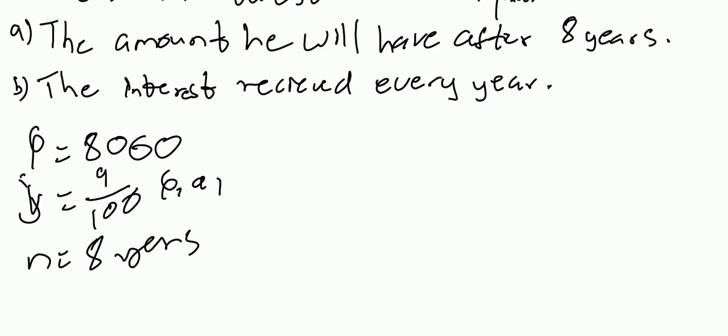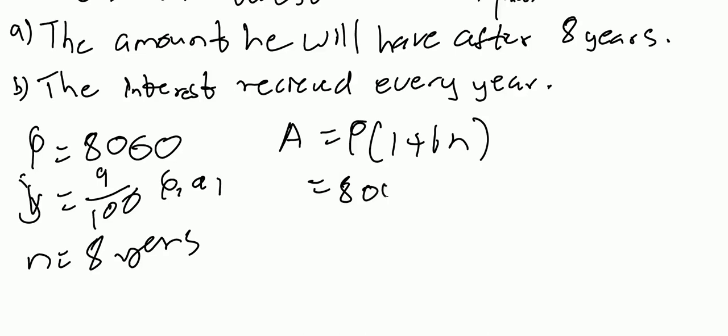So since our n is 8 years, remember this is simple interest. That means you are going to do what? We are going to write our formula of simple interest, which is this one. But we know our P. Now they are saying calculate the amount you will have after 8 years. That means you are calculating the final amount. When you invest your money in FNB or Capitec, how much will you have after 8 years if the interest rate is 9% per annum? You understand?